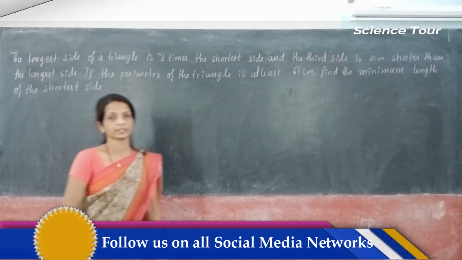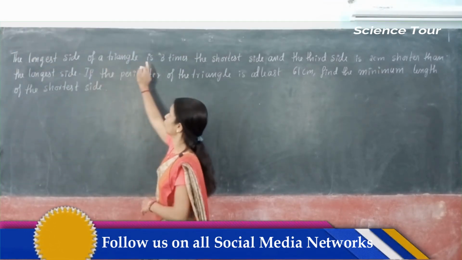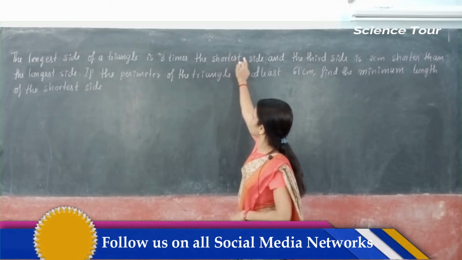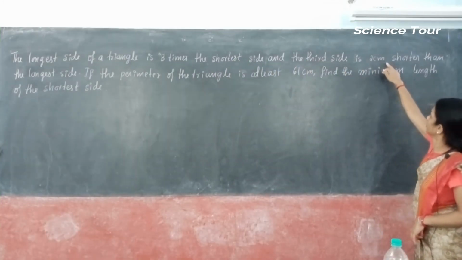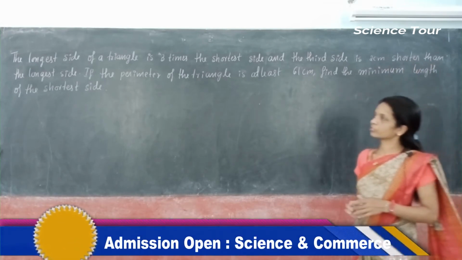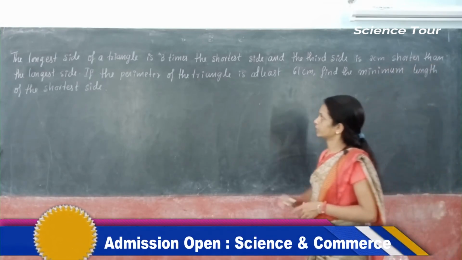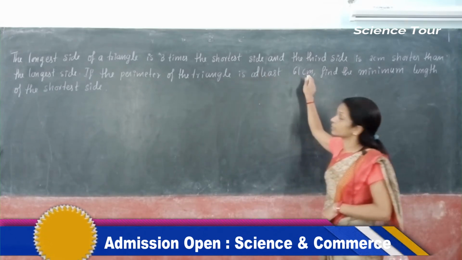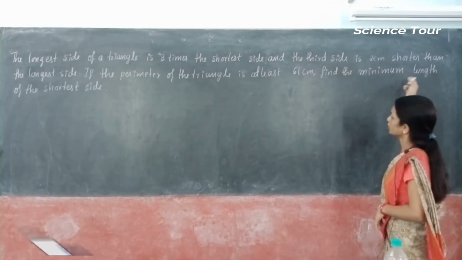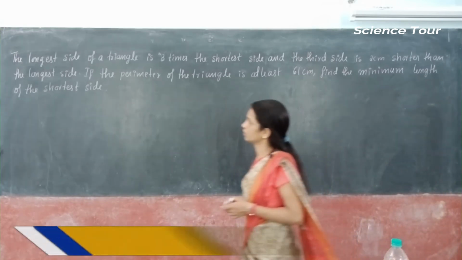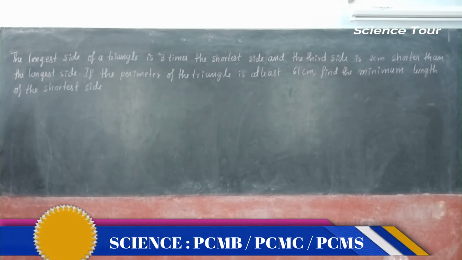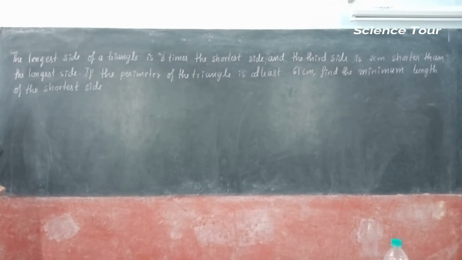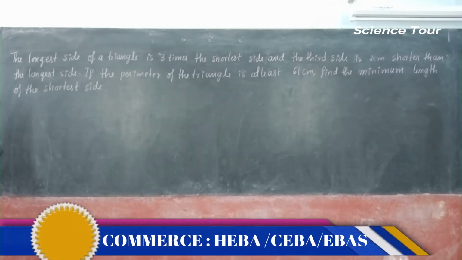Next one: the longest side of a triangle is 3 times the shortest side, and the third side is 2 centimeter shorter than the longest side. If the perimeter of the triangle is at least 61 centimeter, find the minimum length of the shortest side. See here you have a triangle. For a triangle you have 3 sides, right? So 3 sides of a triangle we are given in terms of the shortest side.